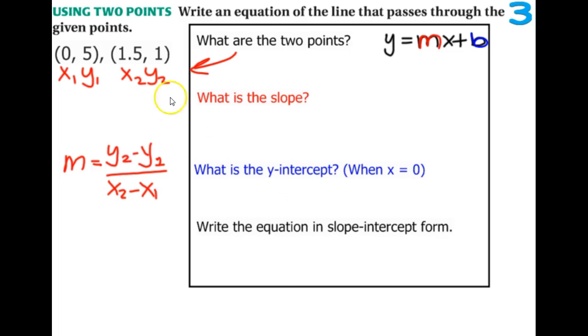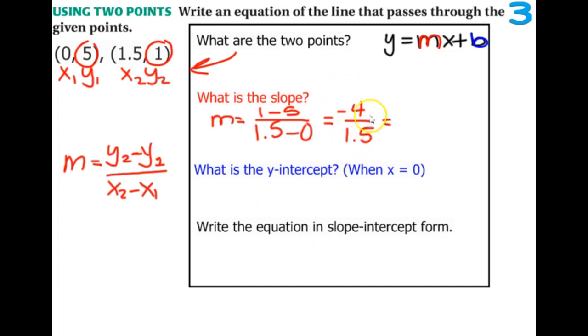So I'm going to plug in my numbers. It says y2, which is 1, minus y1, which is 5, divided by, and then on the bottom, x2, which is 1.5, minus x1, which is 0. Well, 1 minus 5, there's more negatives, would be a negative 4. And 1.5 minus nothing is still 1.5.